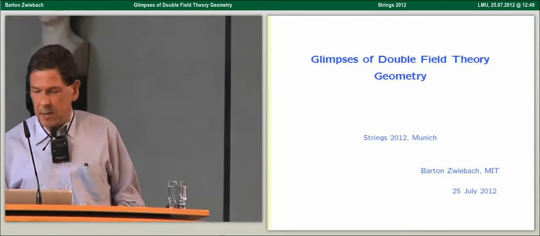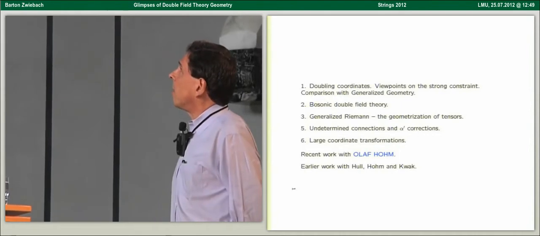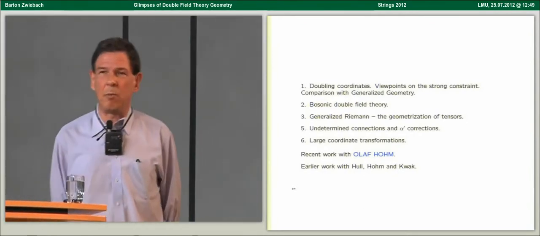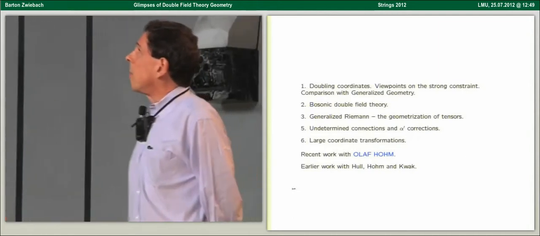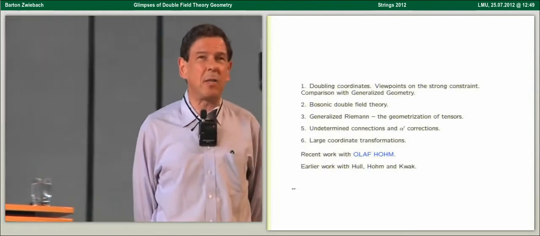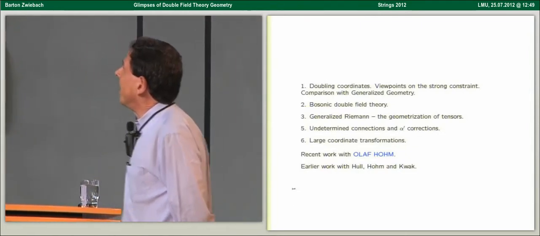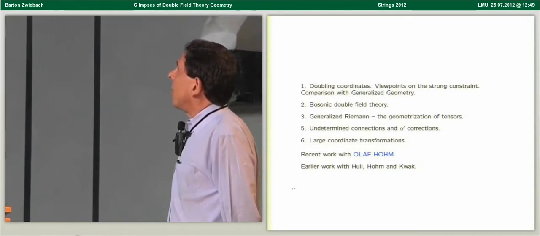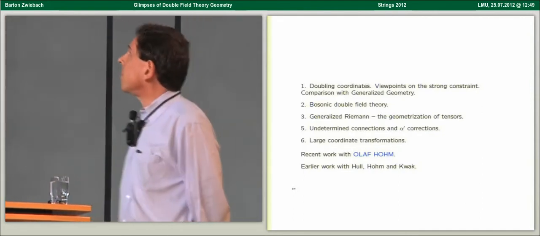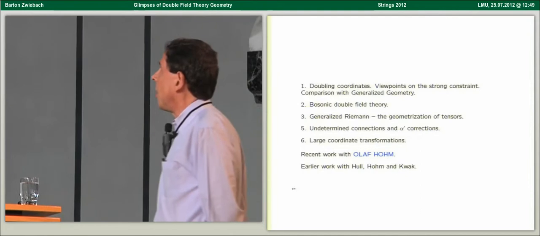So certainly, there's many things to say and quite a few things to review, but this is going to be the outline of my talk. I'm going to begin by reminding you the basics of this theory, doubling coordinates, some issue called the strong constraint, and some comparison with generalized geometry. Then I'll tell you what is the basic action that we use in double field theory. And after that, starting with point 3, I've jumped 4, I'm sorry, there's no missing subject there. I'll talk about Riemann tensor and the geometrization of tensors, some issues with the Riemann tensor as well. And finally, the subject goes into large coordinate transformations in the double geometry.